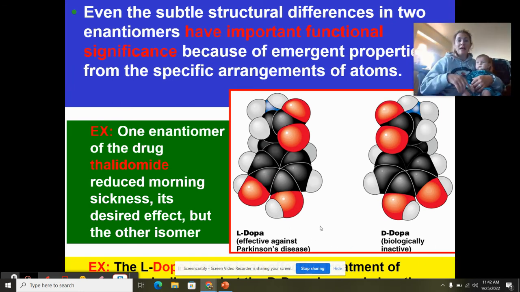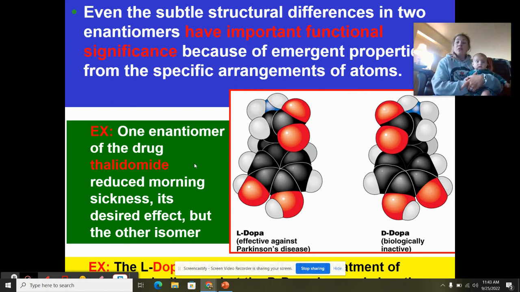So we have two different drugs down below, L-DOPA and D-DOPA. One is the drug that treats Parkinson's disease, and the other one doesn't do anything, just goes right through your body. Kind of crazy. There is another one that is a really, really famous example called thalidomide. This was actually given to pregnant women. I'm going to be wrong if I say dates. 50s and 60s, I want to say, for the treatment of morning sickness.